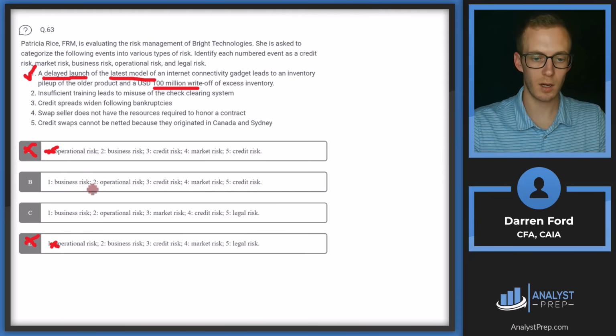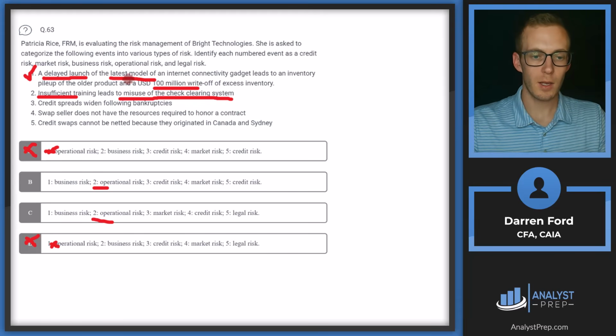So 2, we can see here we have operational risk for both of these, so let's make sure it makes sense. Insufficient training leads to misuse of the check clearing system. That sounds correct. We want to make sure our training is up to snuff so that operations, like the systems that we're using, are going well and smoothly.